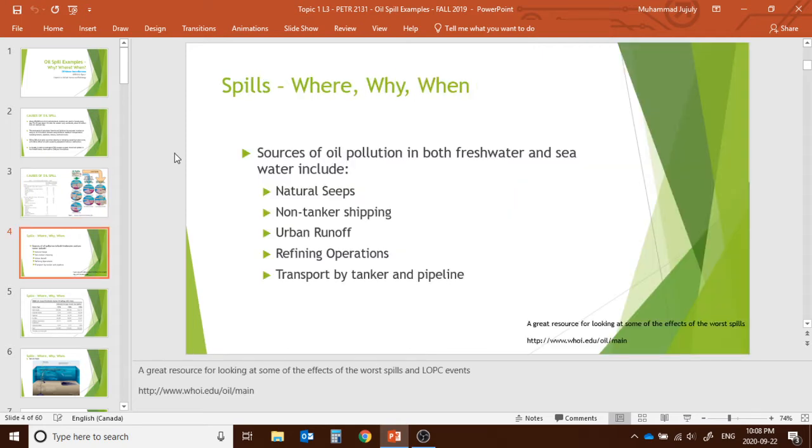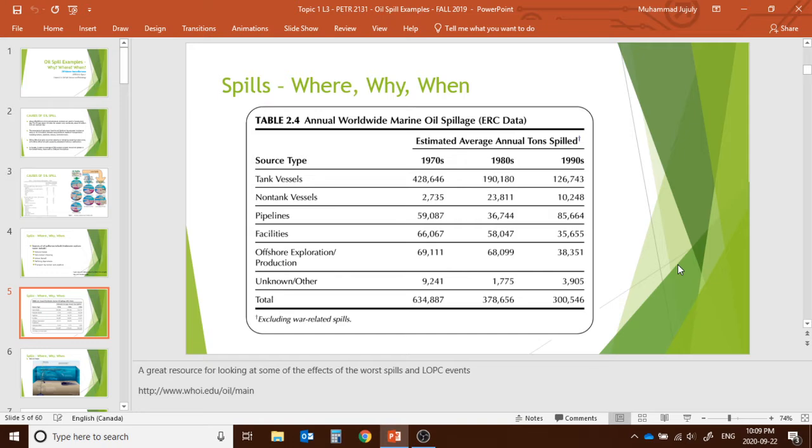Sources of pollution in freshwater or seawater could be natural seeps, which occur naturally, non-tanker shipping, urban runoff, refinery, or transportation. If you want to look at more, you can go to these websites. It's a very good resource. You can see what the worst spills were and what the effects of the worst spills ever were.